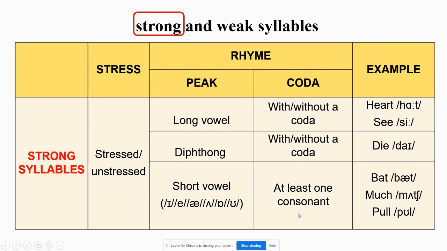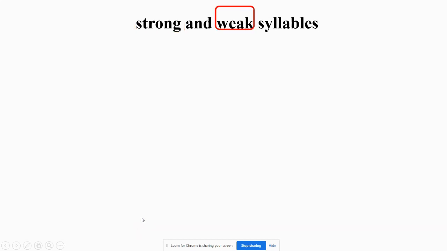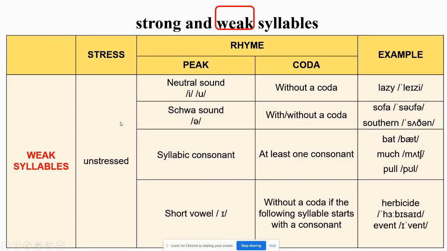An important point about a strong syllable is that it can be stressed or unstressed depending on the surrounding environment that we will learn later. Meanwhile, the weak syllable can only be the unstressed one. It can never be a stressed one like the strong syllable. The peak of the weak syllable can only be the schwa, I, U, or a syllabic consonant.